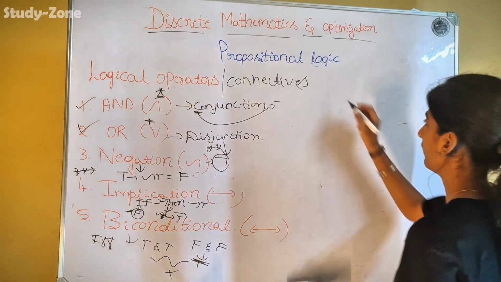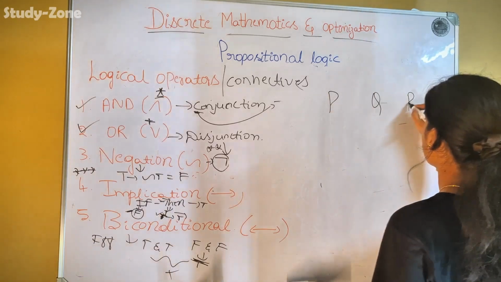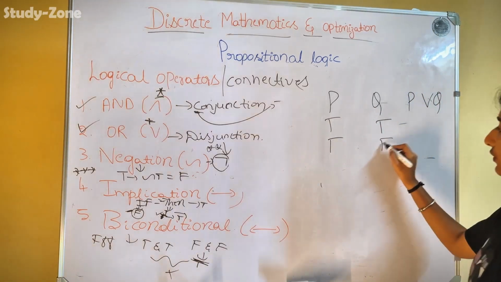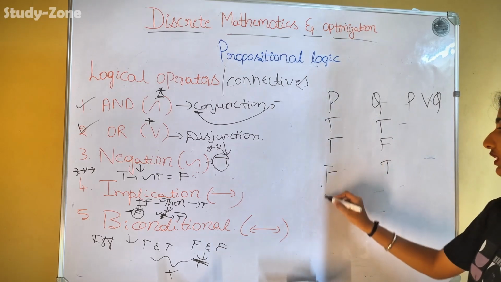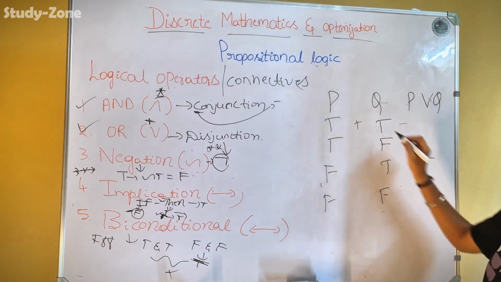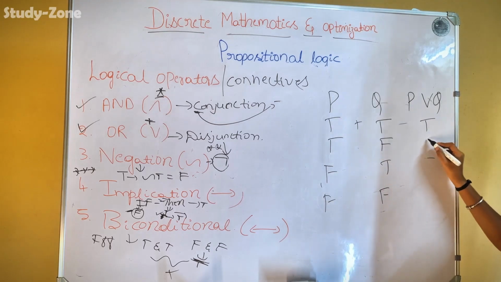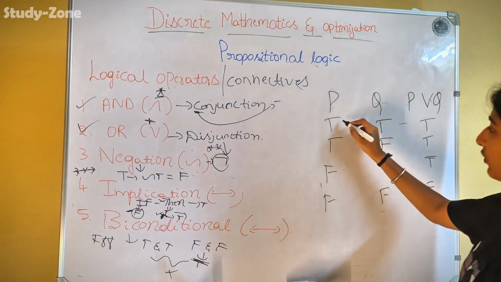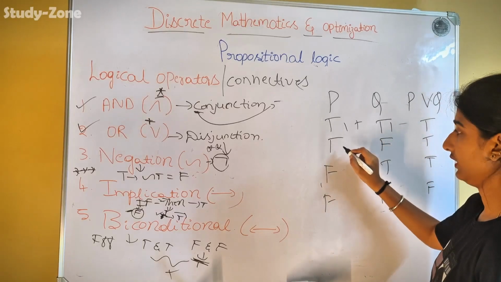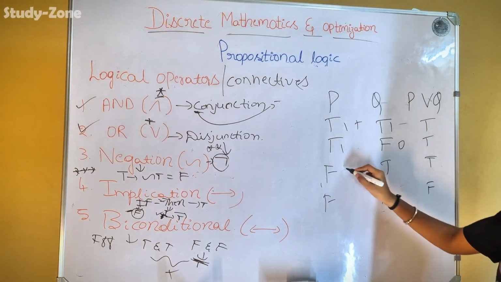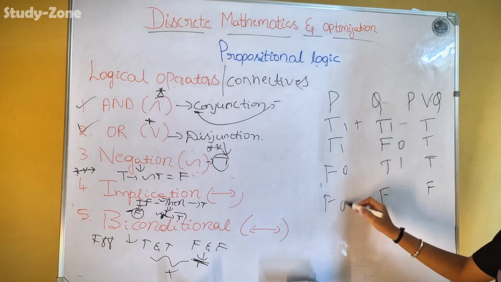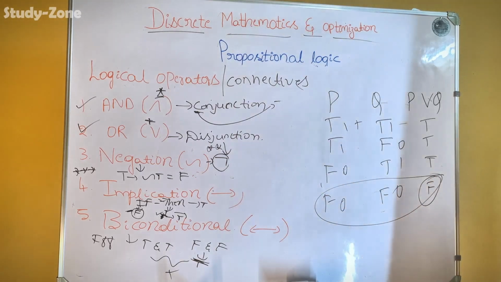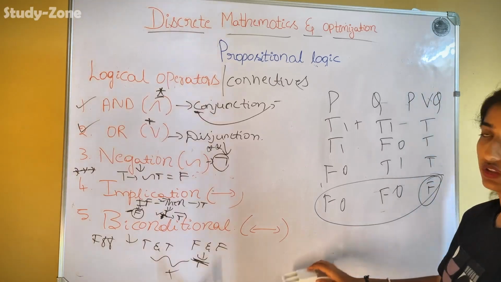The next one is the truth table of OR. So it will be P, Q, P or Q. Here true, true, true, false, false, true and false, false. Here it is plus, right? True plus true is true. True plus false is also true. False plus true is true. False plus false is false. Simple thing you can do is 1 plus 1 is 1, 1 plus 0 is also 1, 0 plus 1 is also 1. If 0, 0 is there, then the answer will be 0. So in this scenario only the truth value will become 0. So that is about OR.